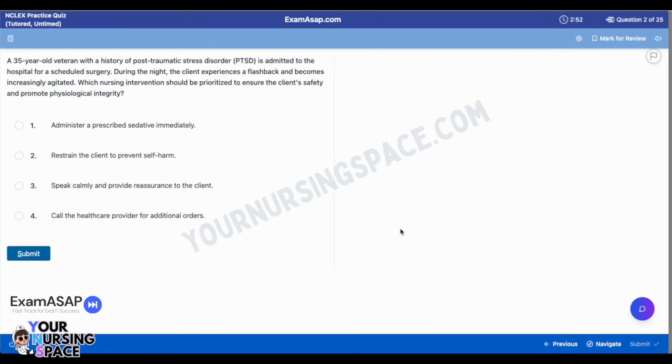Here are the options. Option 1. A. Administer a prescribed sedative immediately. Option 2. B. Restrain the client to prevent self-harm. Option 3. C. Speak calmly and provide reassurance to the client. Option 4. D. Call the healthcare provider for additional orders.